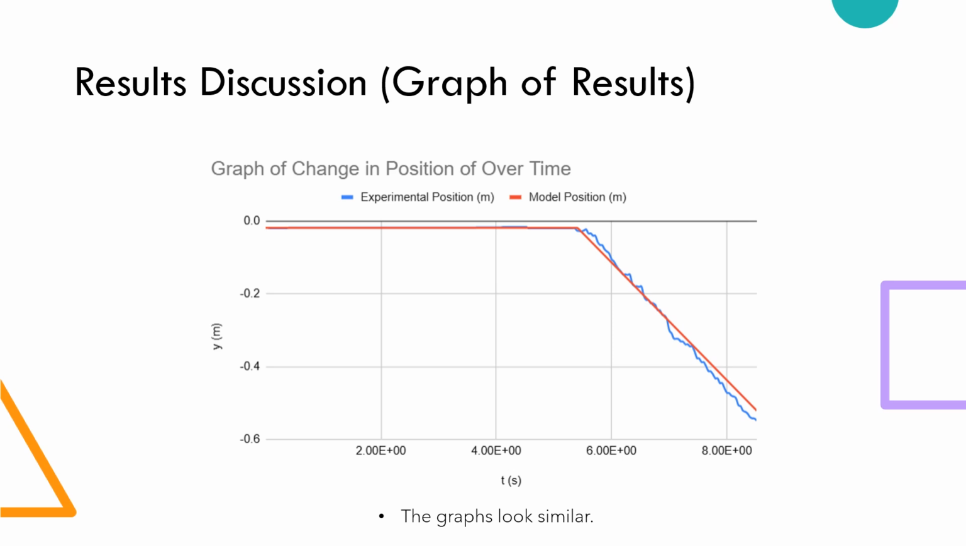So here's the graph of the results. The experimental position is in blue and the model position is in red, showing the change in position over time. As you can see, the graphs look quite similar in shape. The model position is a little bit more straight, and the experimental position is a bit more all over the place, but they follow roughly the same trend.